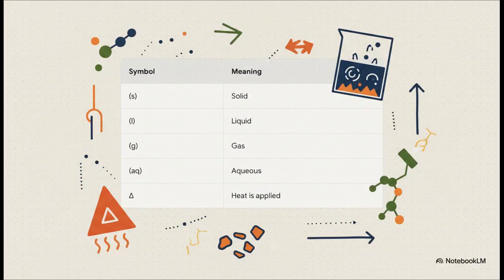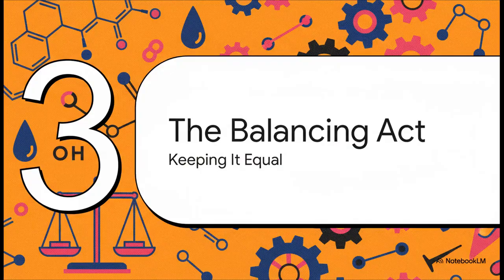But chemists like to pack in more detail, so they use these little symbols. You'll see an S for solid, an L for liquid, and a G for gas. And this one, AQ, just means aqueous, which is a fancy way of saying it's dissolved in water. Oh, and if you ever see this little triangle symbol over the arrow, that's just a shortcut for we added heat.